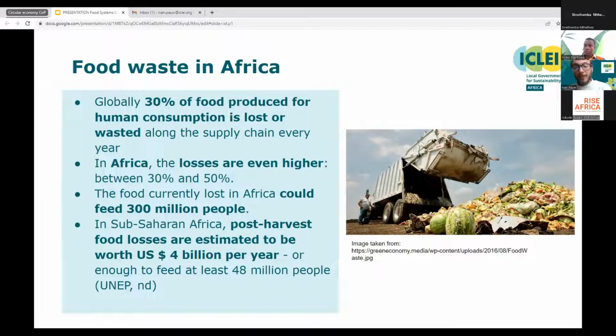The food currently lost in Africa could feed up to 300 million people, which is quite a staggering figure when you take into consideration that between 250 and 300 million people in Africa experienced hunger in 2021. Just really highlighting this issue of food waste as a key lever for addressing food insecurity. In sub-Saharan Africa, post-harvest losses are estimated to be worth 4 billion per year, or enough to feed 48 million.